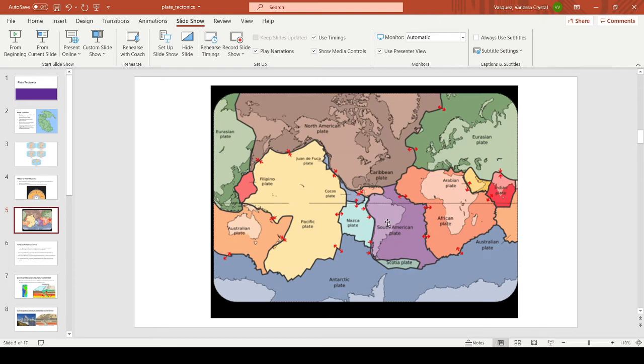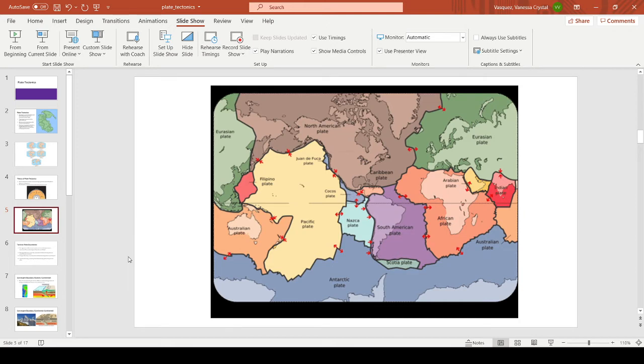This map is showing you the main tectonic plates found on Earth, and there are 15. For example, we have the North American plate and the Eurasian plate. These plates can either be only continental crust, or only oceanic crust, or a combination of both. For example, the North American plate has continental crust as well as oceanic crust, whereas the Nazca plate only has oceanic crust.